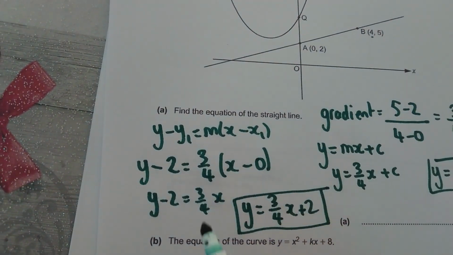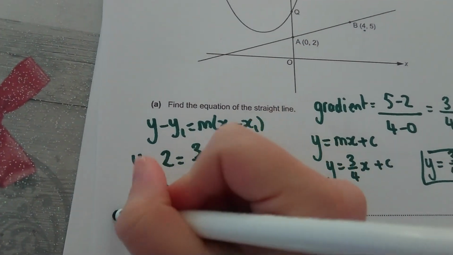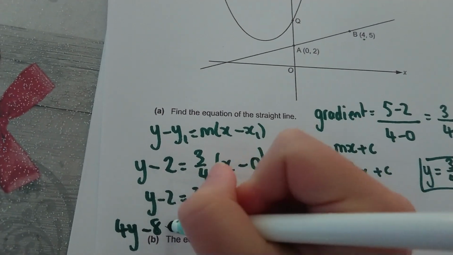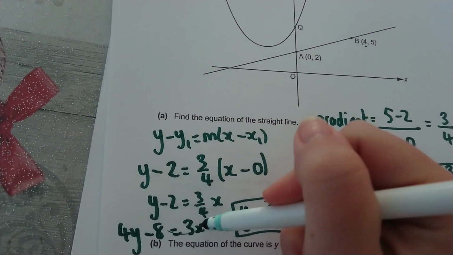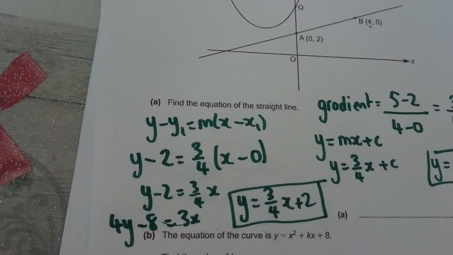So it may be that you multiplied by 4, so you may have something like 4y - 8 = 3x, and then rearrange that. So you might have added 8 and got 4y = 3x + 8, and that would also be fine.